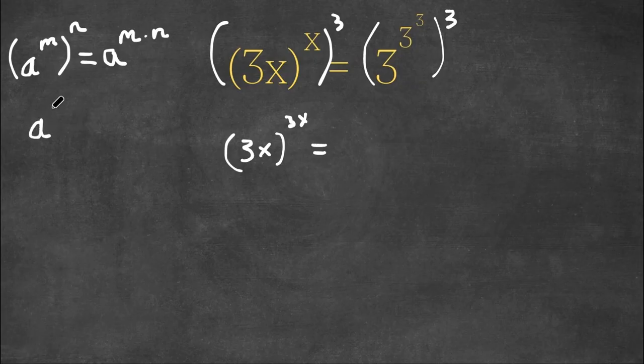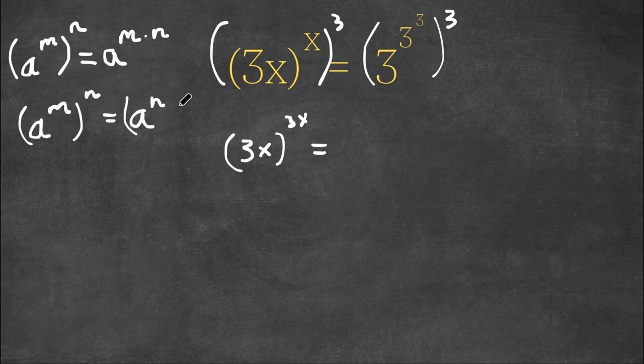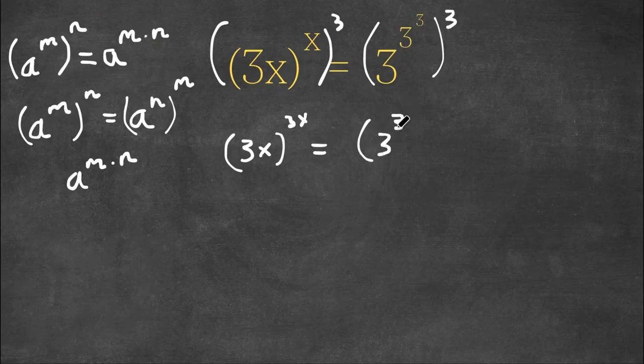And this is equal to, now, a to the power of m to the power of n is also equal to a to the power of n to the power of m, because essentially both of these are equal to a to the power of m times n. So they can change places. So right here we have 3 to the power of 3 to the power of 3 to the power of 3, and this can be written as 3 to the power of 3 to the power of 3 to the power of 3.